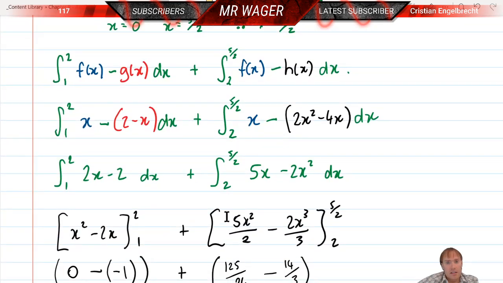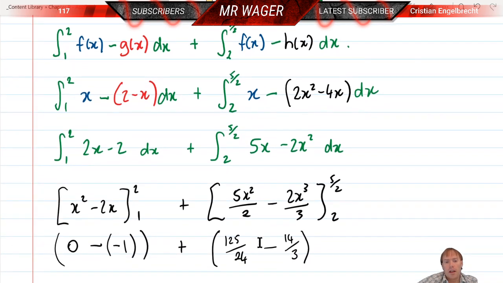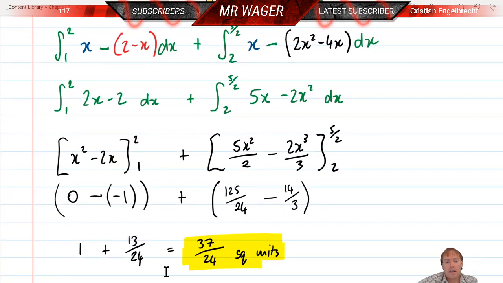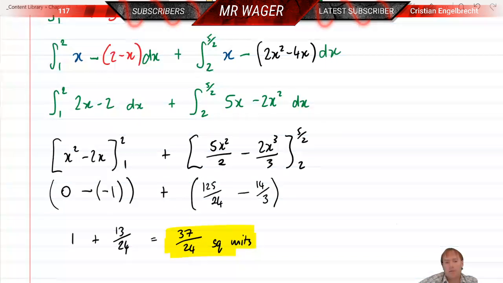Next up, it's just a case of doing the antiderivative of each integral, substituting in the upper and lower bounds, and simplifying to get your answer. So in this one here, we end up getting a final answer of 37 over 24. Again, remember the square units as your measure of your units.